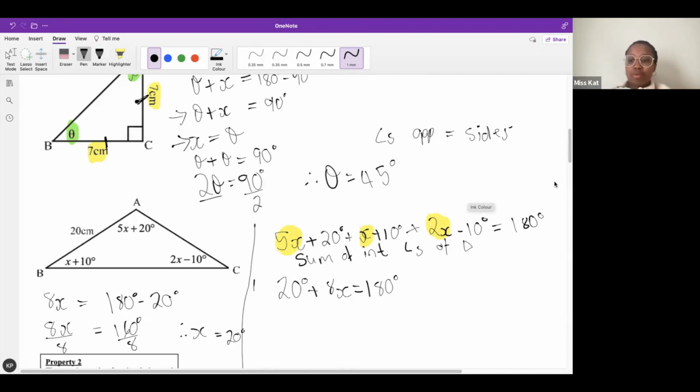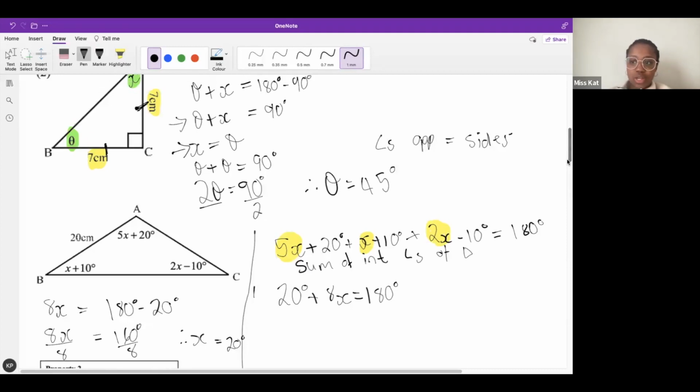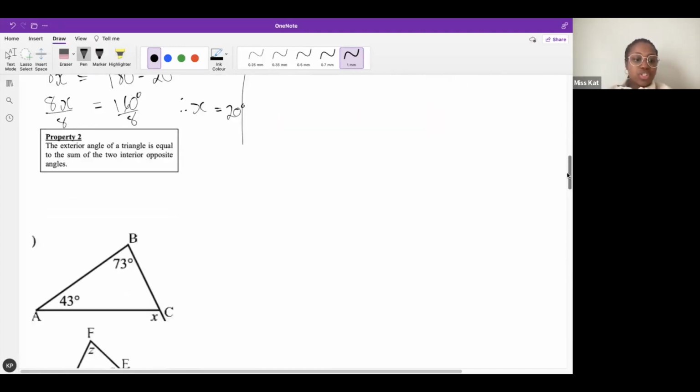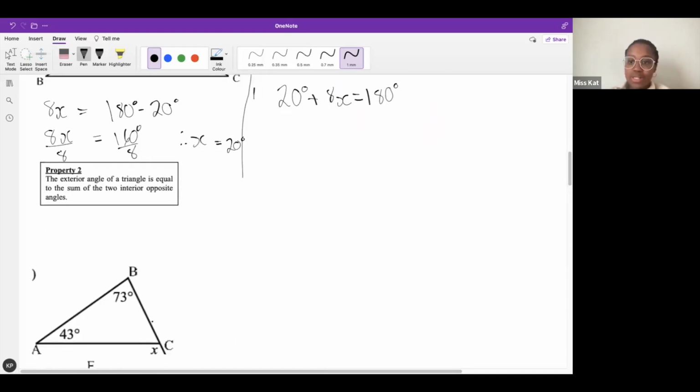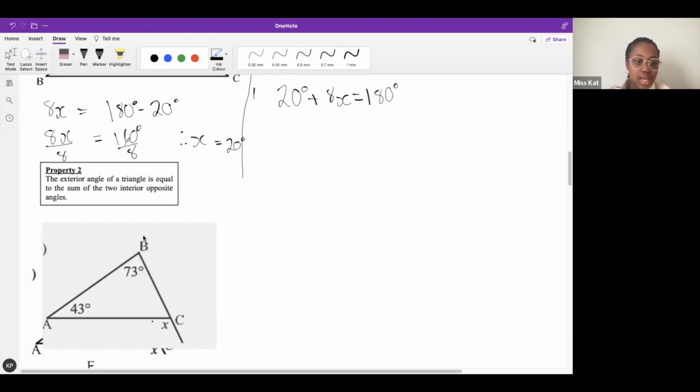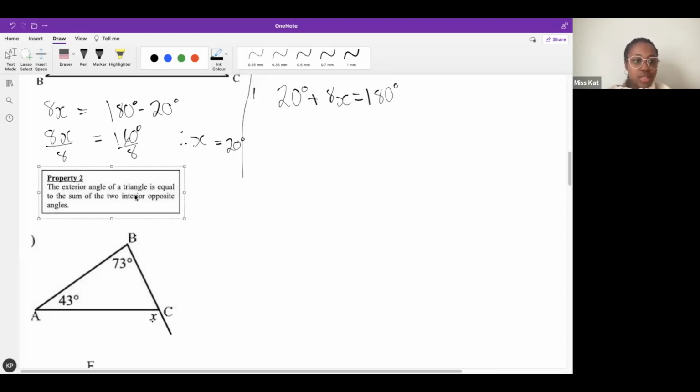So now we can move on to property number 2. We are right on schedule to move on to property number 2, which says the exterior angle. What does exterior mean, guys? Let's untangle these words. Exterior, outside, outer. So the one on the outside, which would be x in this case, is equal to the sum, the sum of the two interior opposite angles.